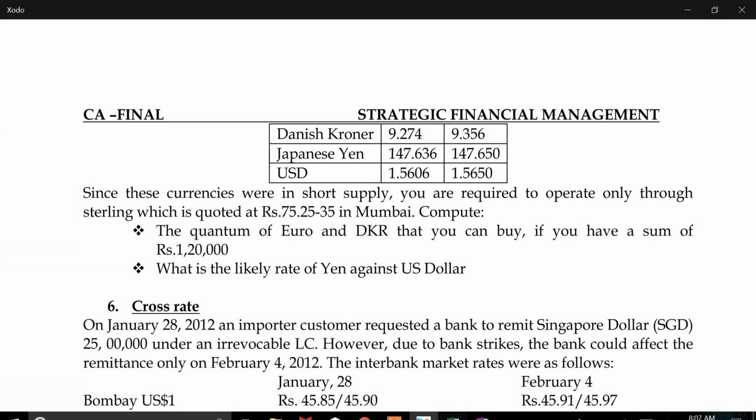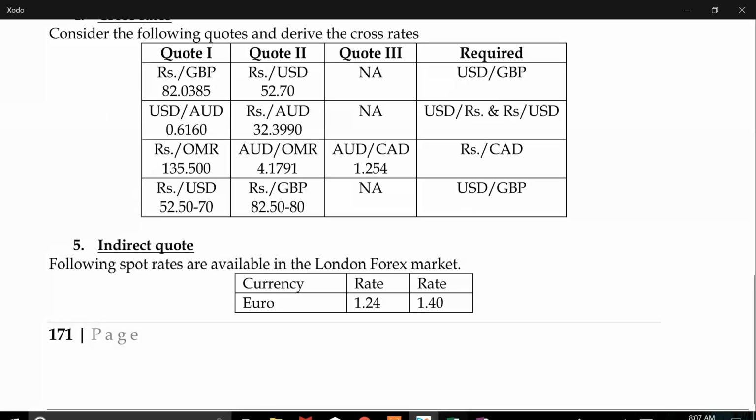Bid and ask. Okay, now this I think is an exam problem. Now you'll understand what kind of difficulties an international finance problem can throw up.